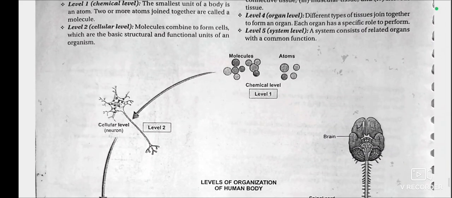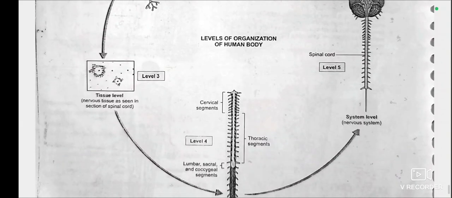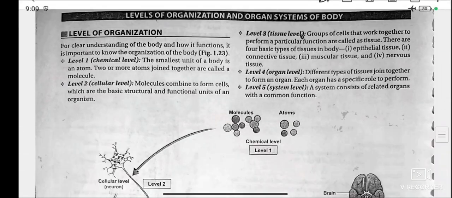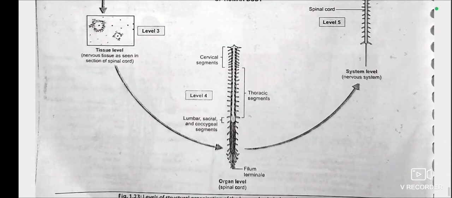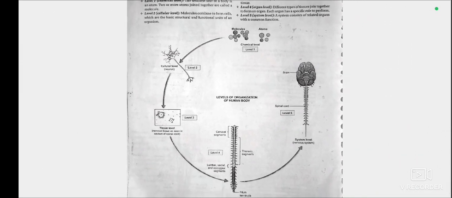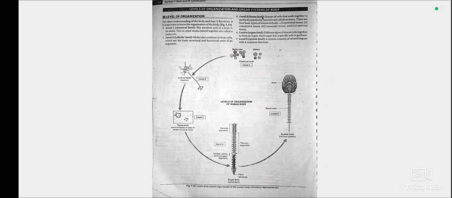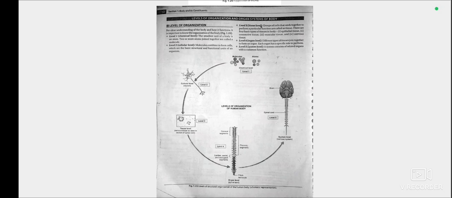Level 5, system level. A system consists of related organs with a common function. System level means which organs are needed for the functioning of this system. That means the organ level will be converted into the system level. This is the levels of organization of the human body. You can understand it in circular motion: chemical level, cellular level, tissue level, organ level, and system level, level 5. This is about our introduction part.